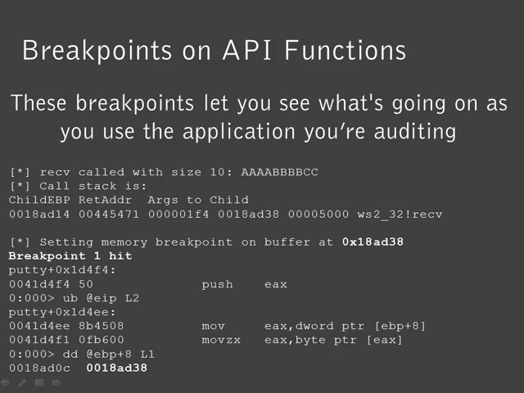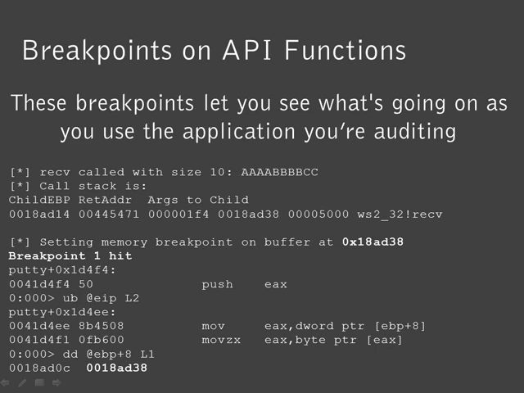Here's output from my debugger. I set a clever breakpoint on receive. Every time receive is called, it says receive was called with the size of whatever. There's your size, and here's your data that was actually received. Instead of having to sit there in the debugger and manually go, all right, what did it receive? Okay, let me dump at this address. You can just have it automatically do it for you.